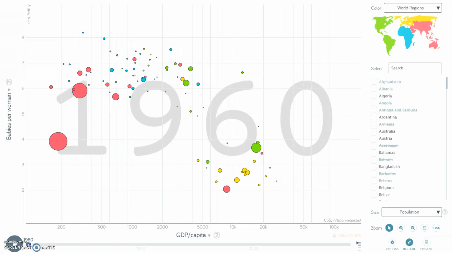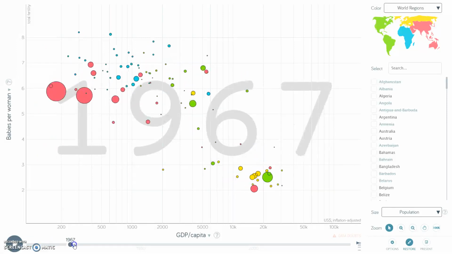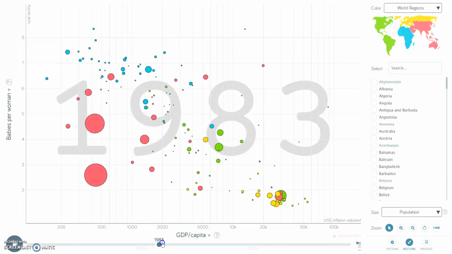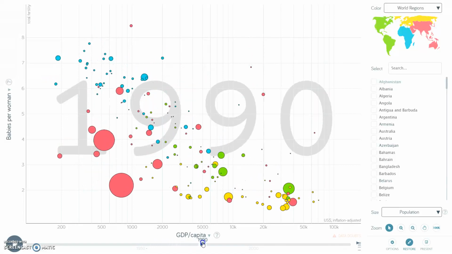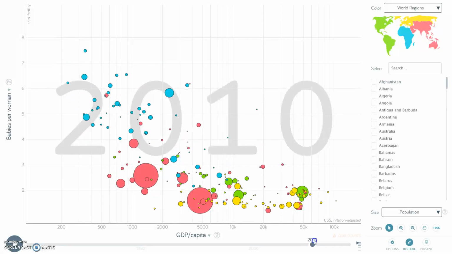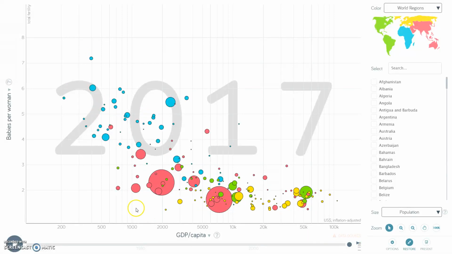So the trend is going to be we're going to start with high total fertility rate and a fairly low GDP per capita. And as we move along, we'll notice that the GDP per capita increases, the amount of money that a country produces increases, and the total fertility rate shrinks noticeably. And this is happening for all countries. So the general trend is to start with high total fertility rate, low GDP per capita, and then sink down to low total fertility rate and a higher GDP per capita.